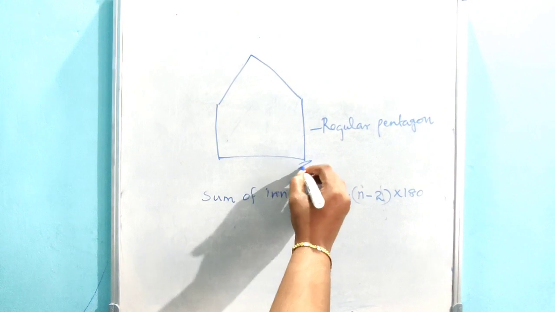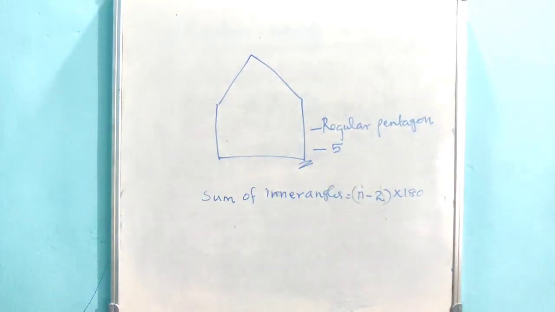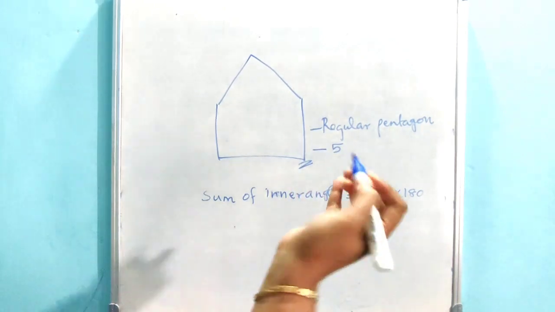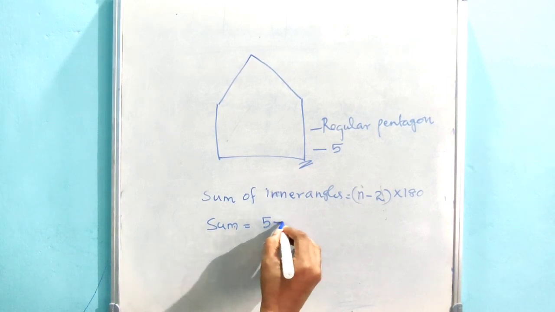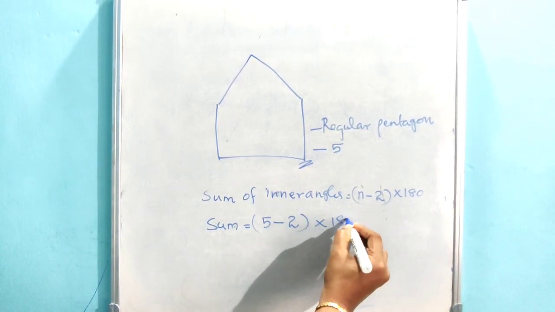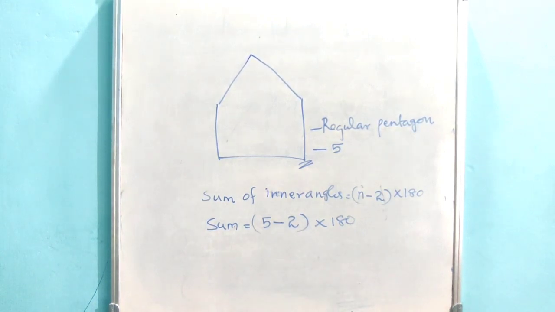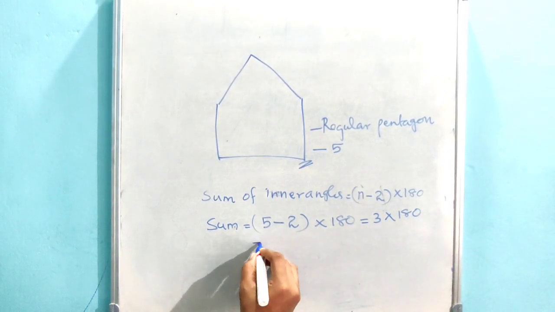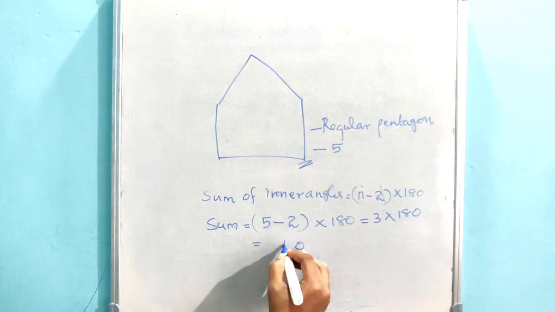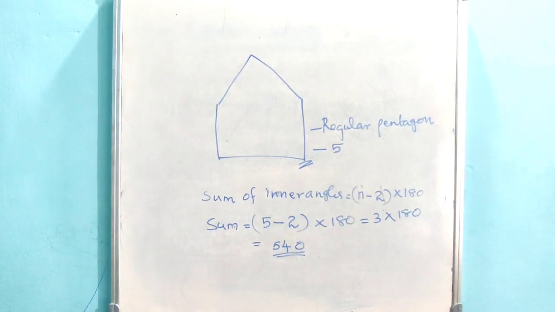And here this one is a pentagon. Pentagon means 5 sides. So what will be the sum of inner angles of a pentagon? The sum of inner angles of a pentagon is equal to (5 minus 2) into 180, which is 3 into 180. And 3 into 180 is equal to 540. So, for every pentagon, the sum of inner angles is equal to 540.